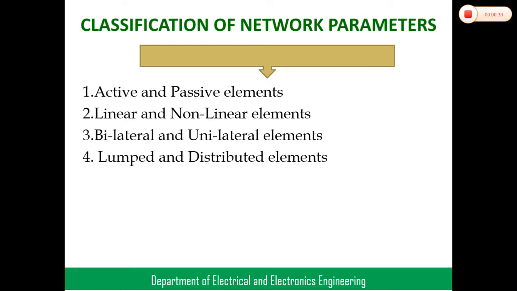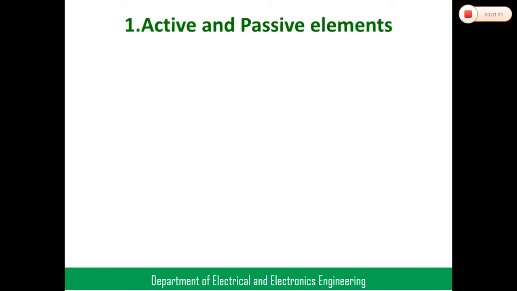There are mainly four types of network parameters. The first one is active and passive elements, then linear and nonlinear elements, bilateral and unilateral elements, and lumped and distributed elements. Coming to the first classification of network elements, the first topic is active and passive elements. So what is meant by active and what is meant by passive?